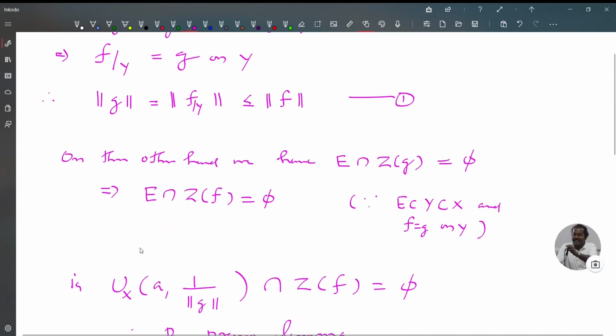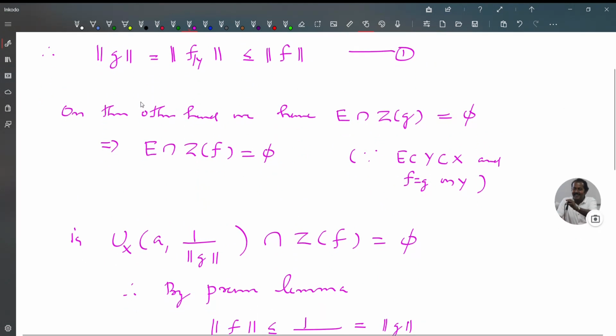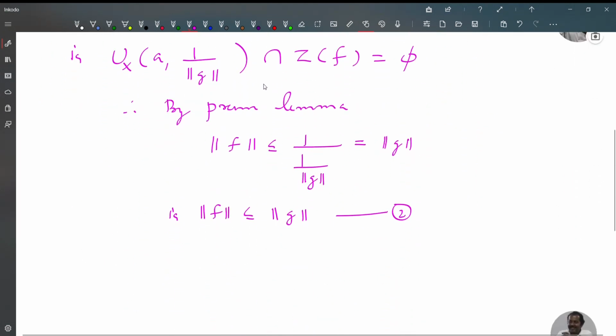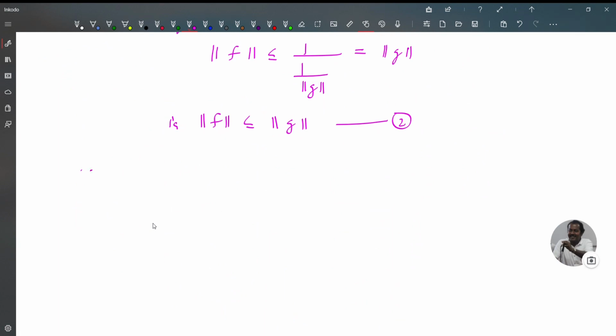So I already have 1: norm g less than or equal to norm f, and here norm f less than or equal to norm g. Therefore, from 1 and 2, norm f equal to norm g. So we have f is an extension of g and norm f equal to norm g. This proves the Hahn-Banach extension theorem. That's all for the day.